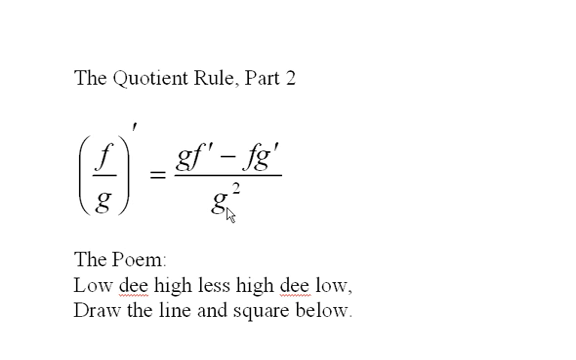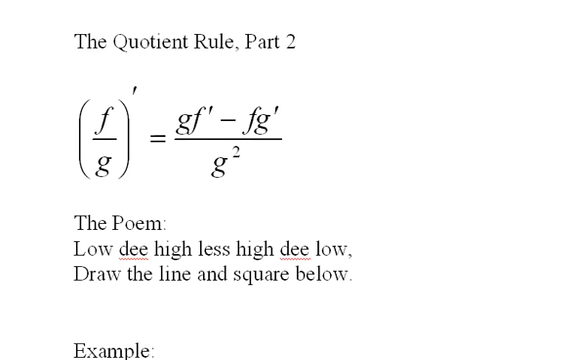And if you get it backwards, the poem won't rhyme. You can't get it backwards anyway. It'll mess up. Let's see how you could get it backwards. You go high d low, less low d high, draw the line and square below. It wouldn't rhyme. That's how you can mess it up. So if it's low d high, less high d low, draw the line and square below, you won't get these backwards. That's the main thing.